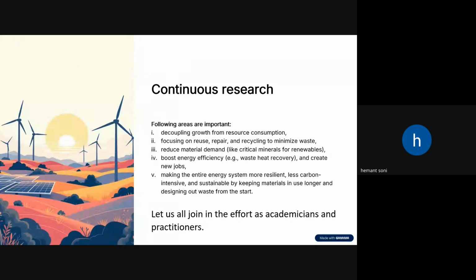So here, the point is that we need to undertake continuous research in the area of the circular economy. And what are the areas of the continuous research? One is decoupling growth from resource consumption. Now, because the aim of the circular economy is to reduce and reuse, we want to minimize the resource consumption, but then growth has to be done. So then we have to take the two separately. The growth has to come from adoption of these circular economy approaches, and then the consumption of the resources has to be minimized. Second is focusing on reuse, repair, and recycle to minimize waste. And even if some waste is there, it can be used again as an input for another product.